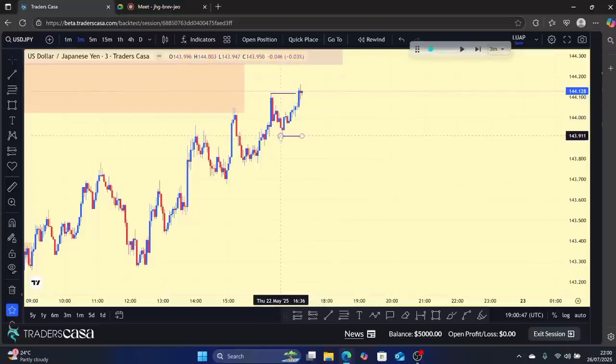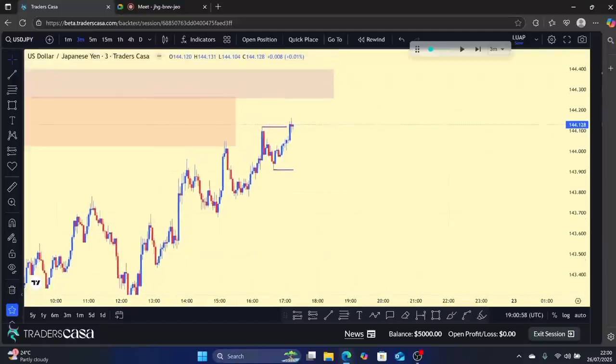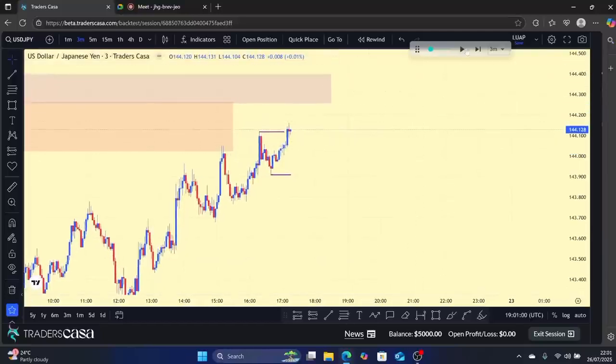Why inducement? Because we have not taken out any low. You can clearly see price has not yet taken out any low. So this one here is our major inducement. And if price creates another one, we'll be shifting to the next. So let's see.